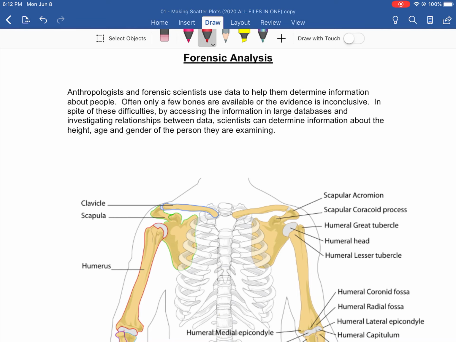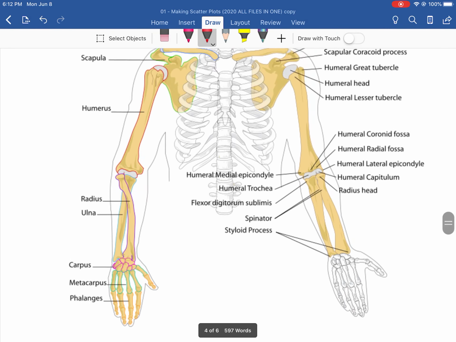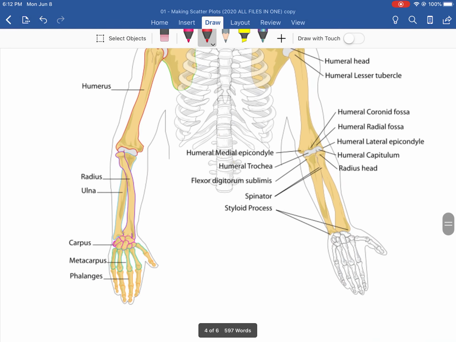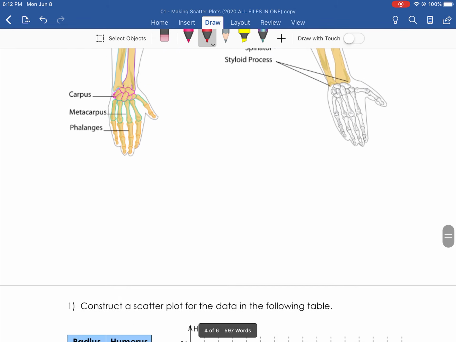You can make unbelievable predictions, usually very accurate. Of course, there are times when special cases come up, but you can use the length of these bones to figure out how tall people are, how old they are, these types of things.